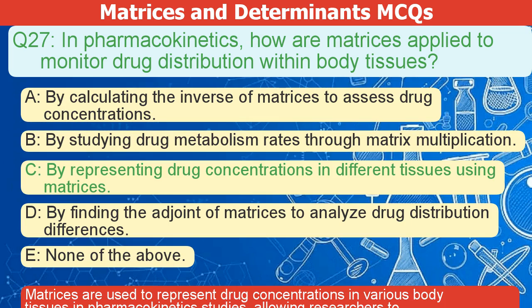The correct answer is C. Matrices are used to represent drug concentrations in various body tissues in pharmacokinetic studies, allowing researchers to monitor and analyze how drugs distribute within the body.